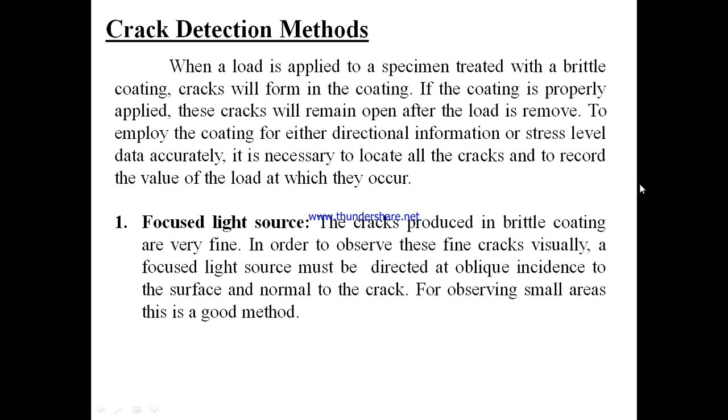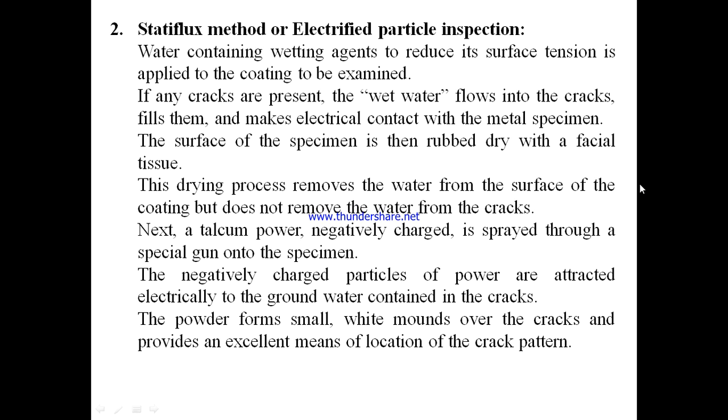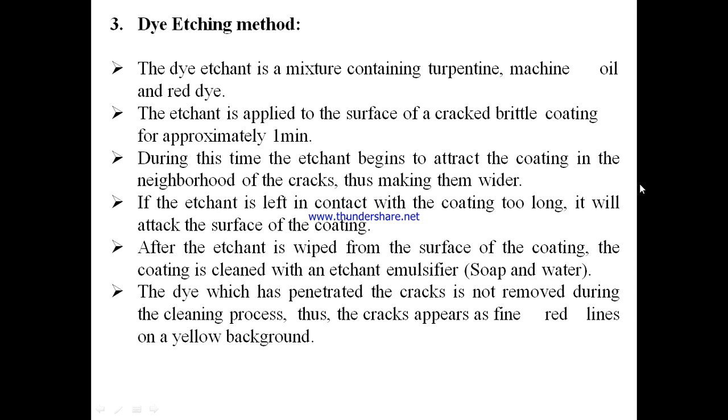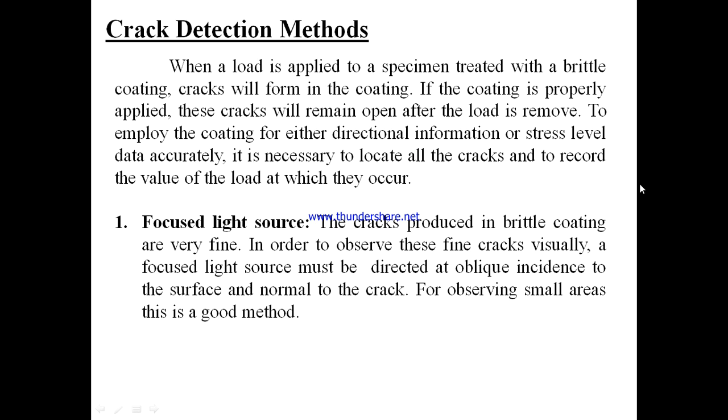Next topic is crack detection methods. There are three crack detection methods. First is focused light source, second is static flux method or electrified particle inspection, and third is dry etching method. When a load is applied to a specimen treated with a metal coating, cracks will form in the coating. If this coating is properly applied, these cracks will remain open. To use the coating for either directional information or stress level data accurately, it is necessary to locate all the cracks and to record the value of load at which they occur.